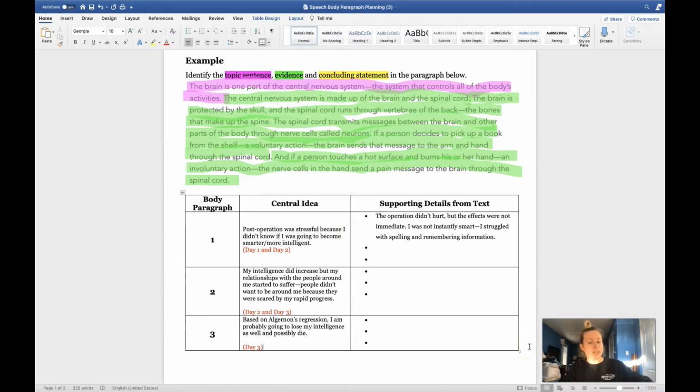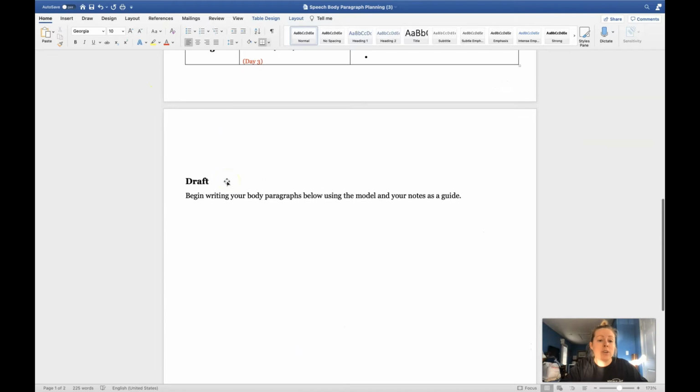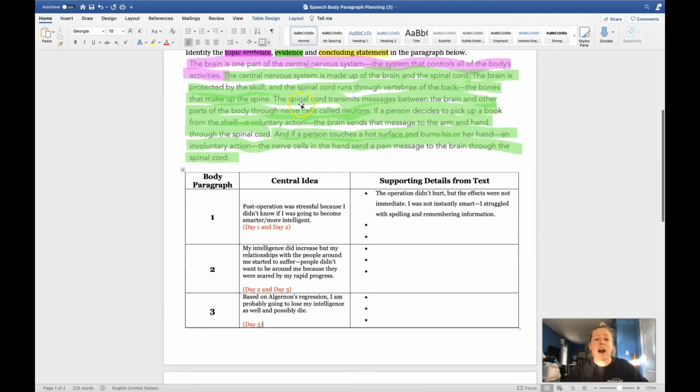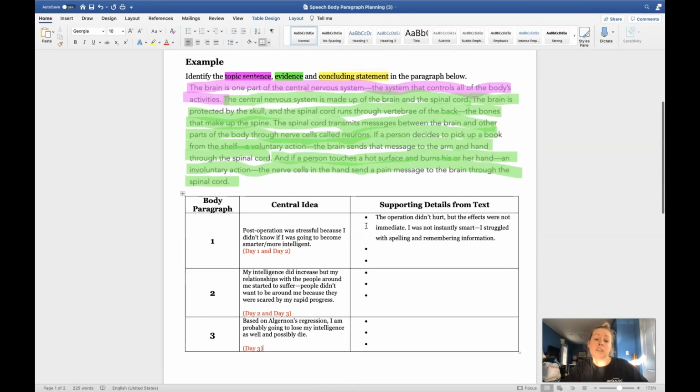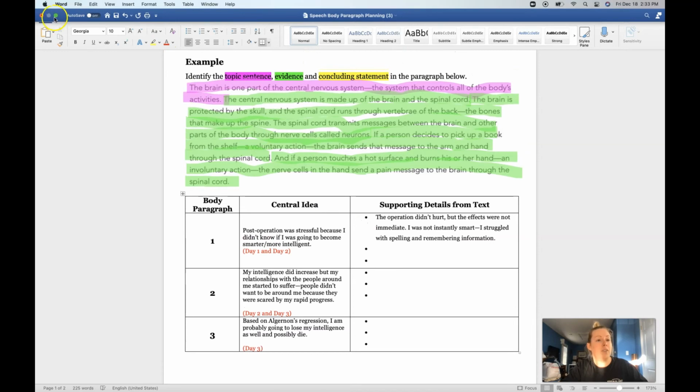Remember, you're pulling details from the text, but you're putting them in a condensed version of what Charlie would say post-operation, okay? When you're finished, you can begin drafting your body paragraphs using your model right here in your notes as a guide. We will continue drafting on Monday, and I hope you have a great weekend.